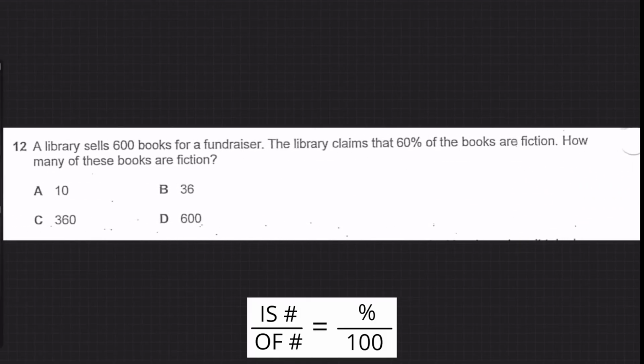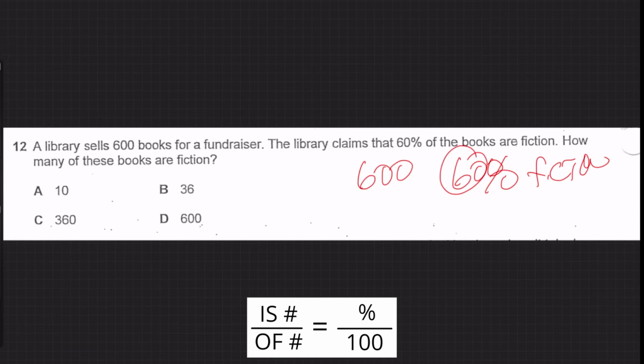Question 12 says, a library sells 600 books for a fundraiser. The library claims that 60% of the books are fiction. How many of these books are fiction? Well, here we have the whole. We have the of number. The question says the library has sold a total of 600 books. So 600 books is the of number of 600. They also say that 60% of the sales that they've sold are fiction. So we've got a 60% right there.